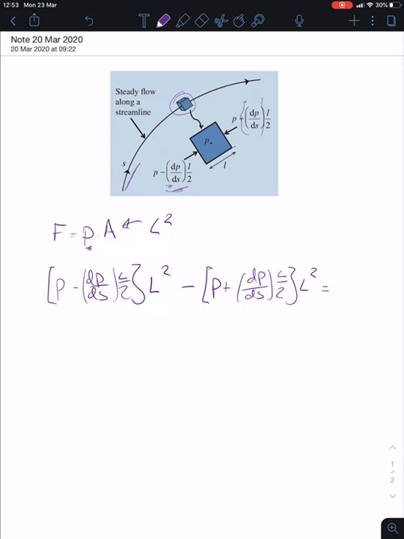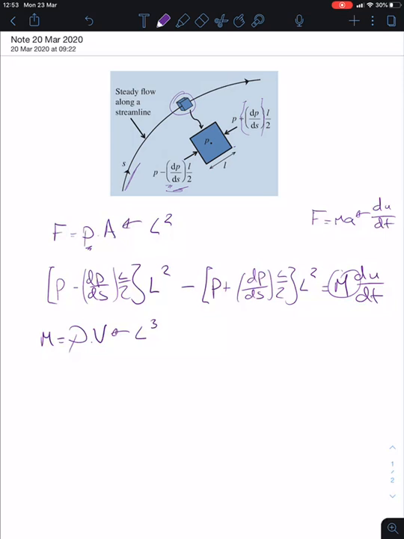Okay, so this is our force term here due to the pressure, but we also know that we can rewrite the force as F equals mass times acceleration, and we can say acceleration is du by dt, where u is the velocity of the cube along the streamline. So we can say this term also equals m du by dt. Now we have a mass term in here, and this is a volume of fluid. So the mass equals the density of the fluid multiplied by the volume, where this volume term is going to be L cubed because it's a cube.